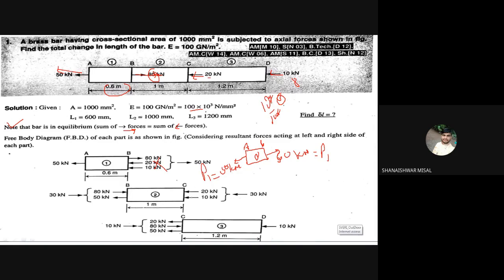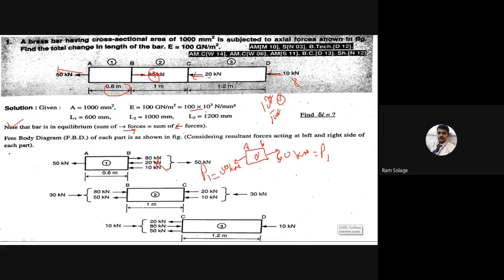80 kilonewton force, tensile force is applying to B, and 20 and 10 is going to be compressive. Then 80 minus 30 is 50.